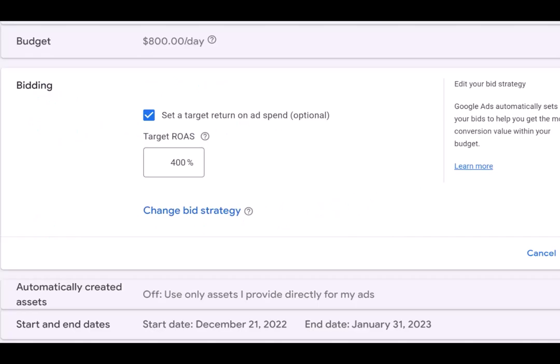This bidding strategy helps advertisers maximize their revenue by setting a target for their ROI from advertising spend. With target ROAS, you can tell Google Ads how much revenue you want to generate for each dollar spent on ads, and the system will automatically adjust your bids to help you achieve that target.